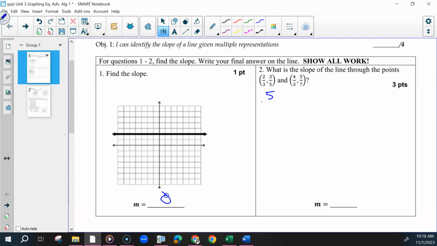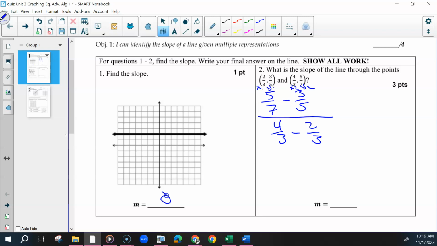For the next one is where we have some issues. You should have set this up 5/7 minus 3/5, all over 4/3 minus 2/3. Some of you switched these. As long as you switched them both, that was fine. Some of you mixed an x and a y, which should not have happened. All the y's should be in your numerator. All of your x's should be in your denominator. If you only switched one set of these, but didn't switch the other, you ended up with a negative instead of a positive at the end.